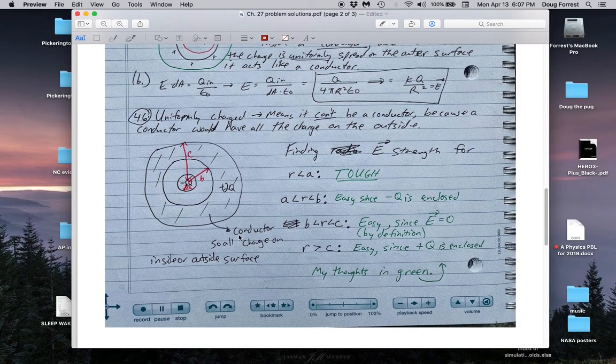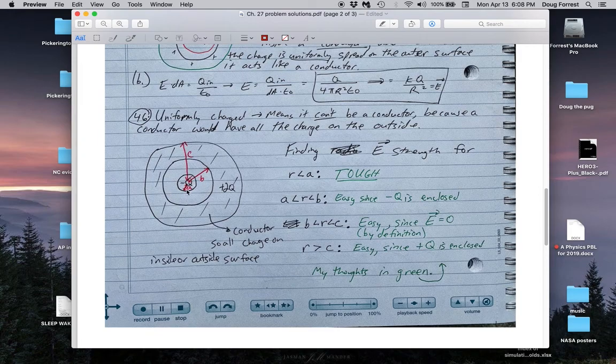46, I want you to think about this. Essentially, there are 4 regions where you're trying to figure out the electric field strength. The first is a uniformly charged sphere of radius a. If it's uniformly charged, that means it's a plastic ball, a non-conductor. That's actually really hard to figure out, so I think that's going to be tough.